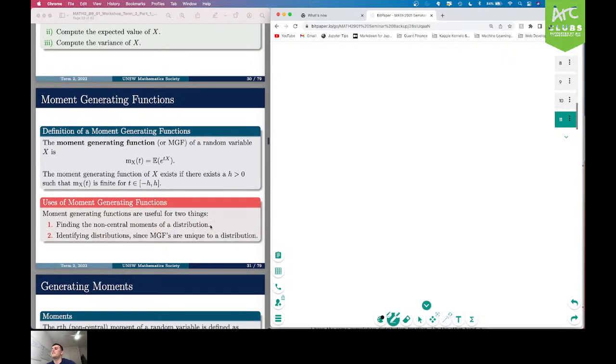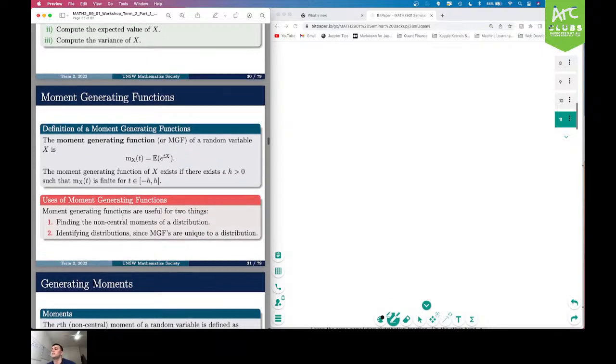So what we can find with moment-generating functions is the non-central moments of a distribution. For example, for a Poisson distribution, which Jerry's going to cover soon, we can find the first or second moment. Or, for a normal distribution, we can find the first and second moments of that as well, and higher order moments on top of that.